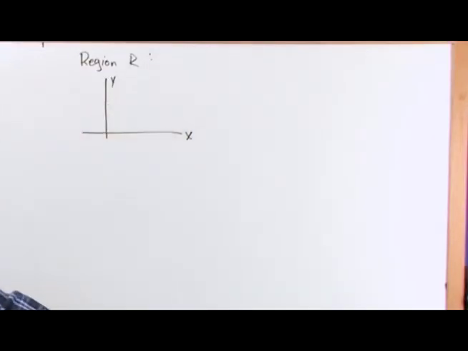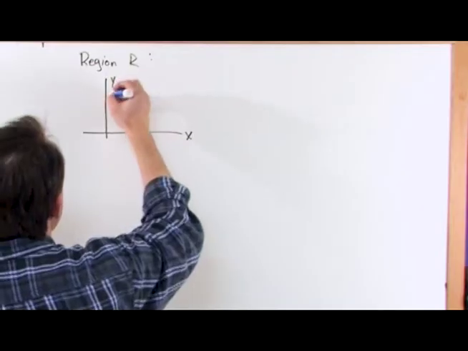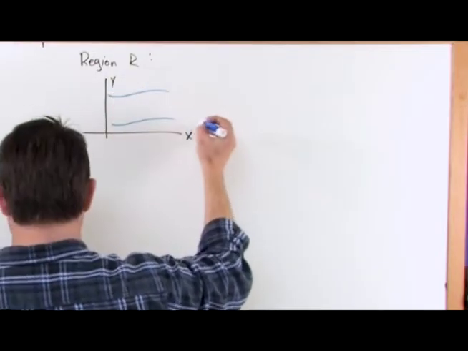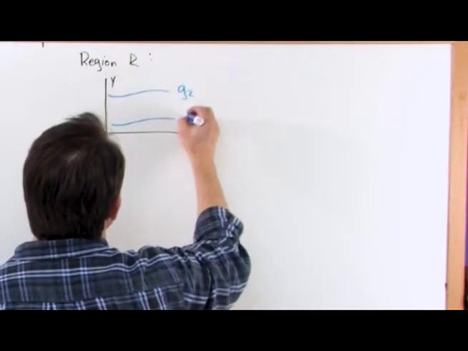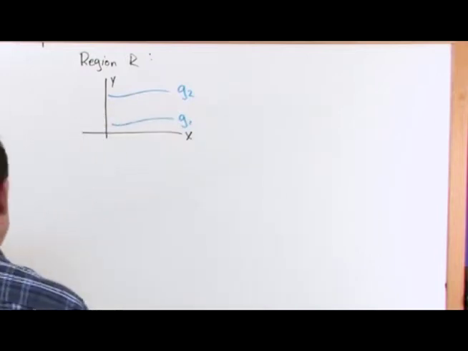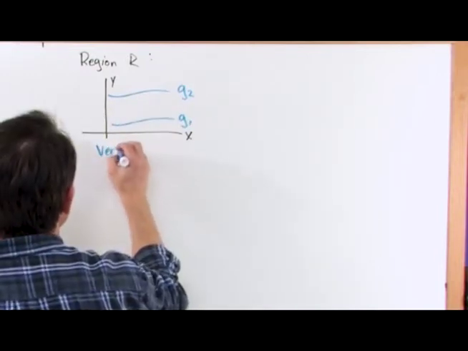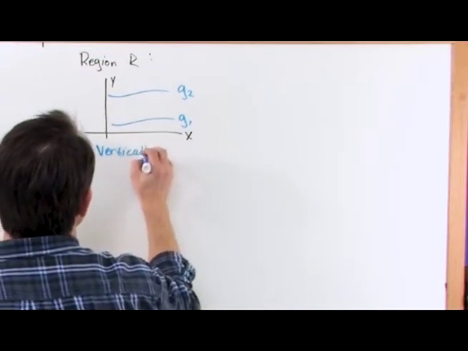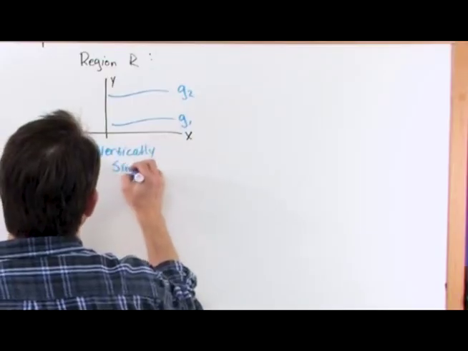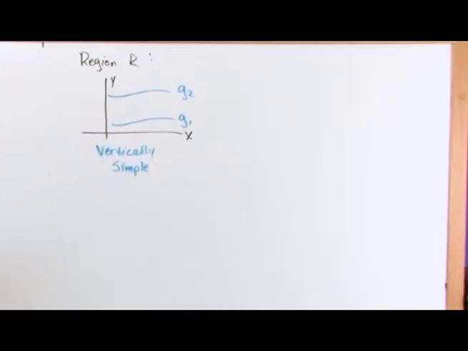If what you're looking at, and don't worry so much about why I'm telling you this yet, just grin and bear it, okay? If you have two functions like this, this is g sub 2 and this is g sub 1, this is called vertically simple. I know you're probably thinking, why is he telling me this? This has nothing to do with what we talked about. Just understand what this means, and then you'll use it and learn it here in just a few minutes, okay?